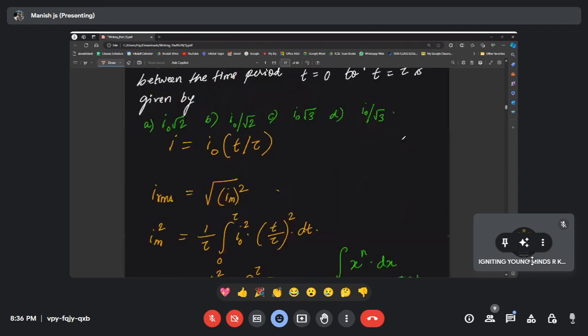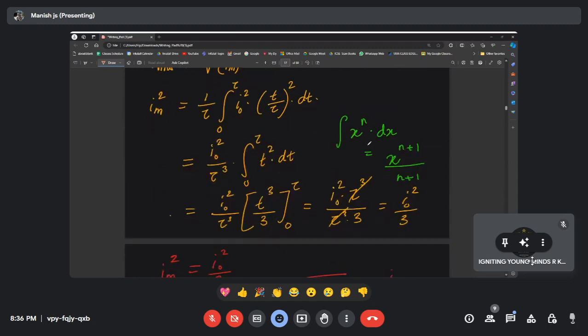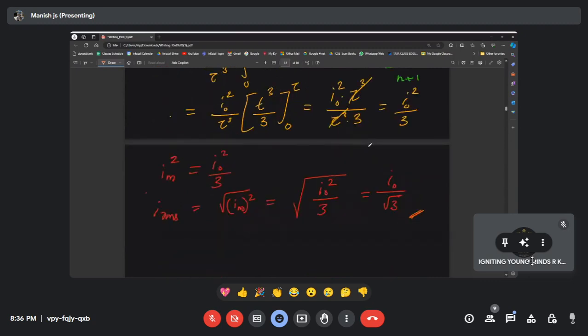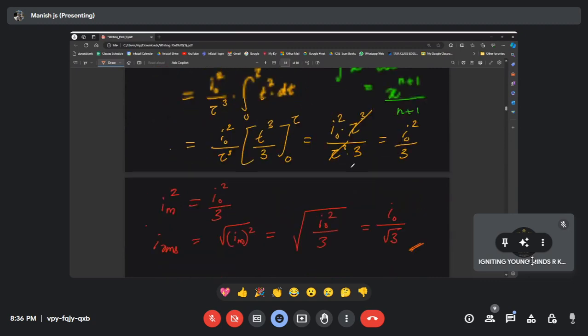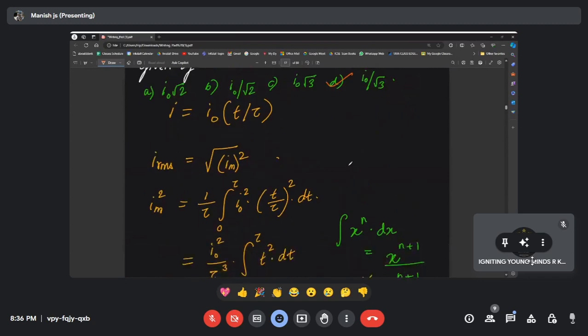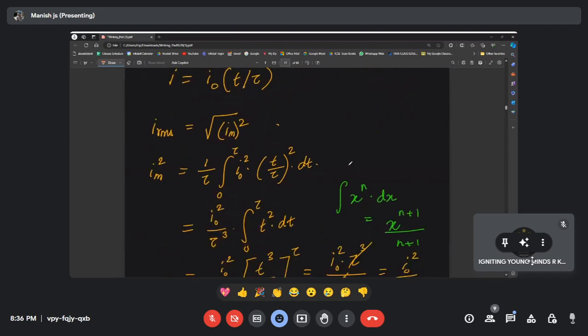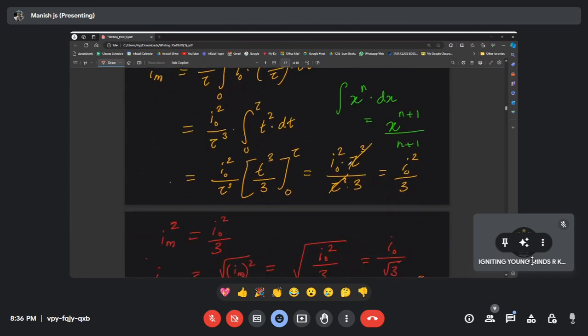So the answer is option D actually. So D is the correct option. This is how you solve it, step by step. Now children, because integration is a different genre altogether, if your roots are strong in calculus, this is not going to be a big deal.